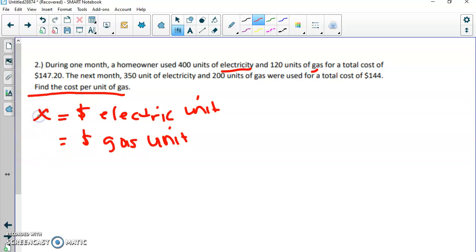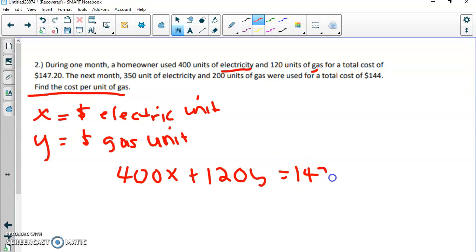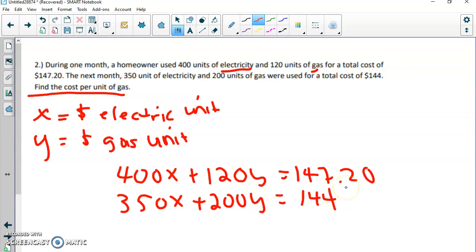Hit pause and take a few seconds to come up with your own equations here instead of listening to me, just so that you get in the habit of seeing how you would write your two equations. Both of your equations should have X and Y in the equation. All right, if you said 400X plus 120Y equals 147.20, you are correct. And then 350X plus 200Y equals 144. Hit pause and come up with your own method of solving this. You are always allowed to multiply the top equation by 10 if you need to get rid of the decimal place on the right. You wouldn't need to multiply it by 100 because it's ending in 0 with the 20 cents.